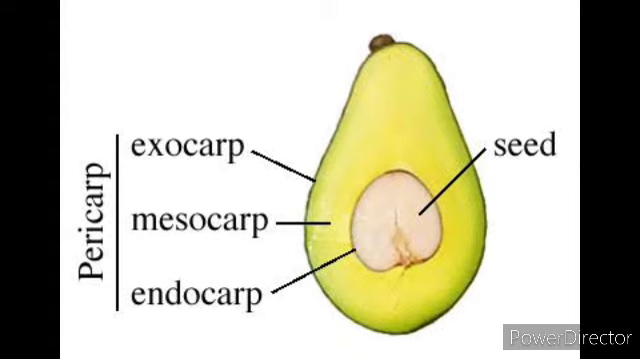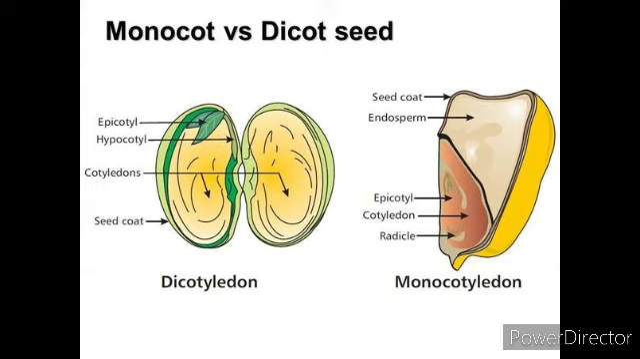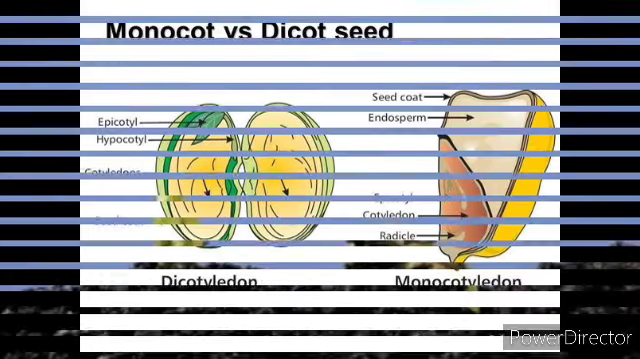There are two types of seed, monocotyledonous and dicotyledonous. Monocotyledonous contains only a single cotyledon. If the seed contains two fleshy cotyledons, that is called dicotyledonous.